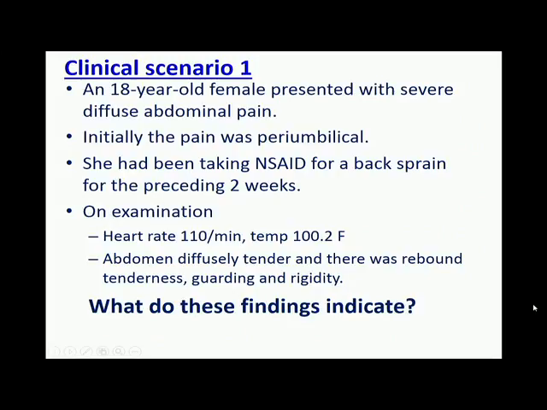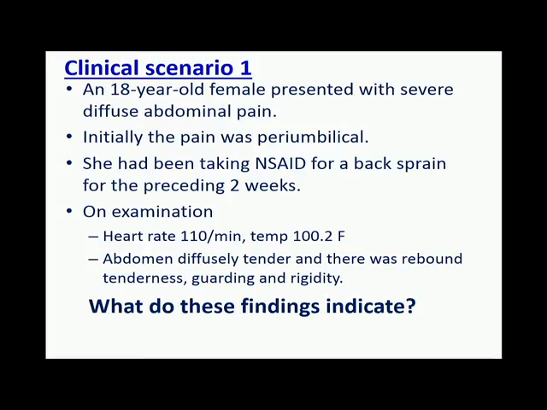Okay, so this patient, a female, 18 years, presented with severe diffuse abdominal pain. Initially, before this pain, it was a periumbilical pain, in the periumbilical region. And she gives a history of NSAID use.